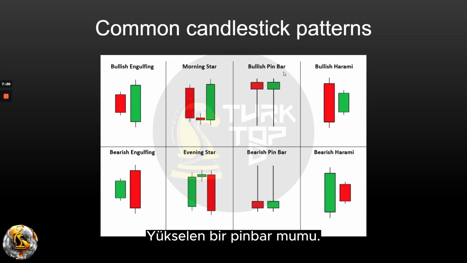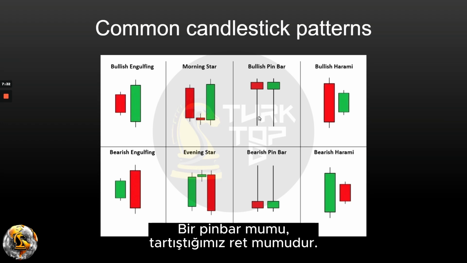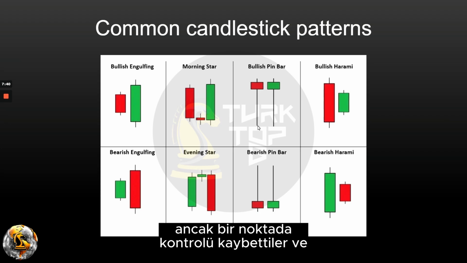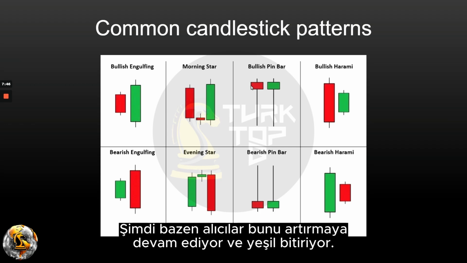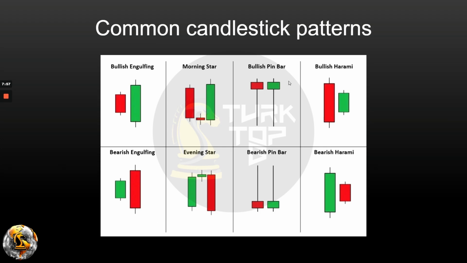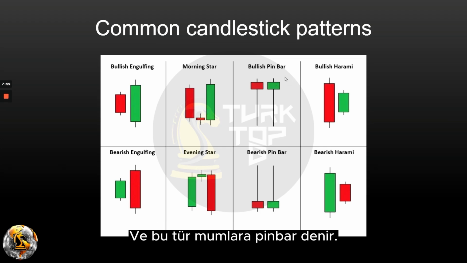A bullish pin bar candle. A pin bar candle is the rejection candle we discussed. In this one, you can see initially the sellers were in full control, but at some point they lost control. The buyers were able to push the price back up quite a bit. Now sometimes the buyers can push it up and finish green. Other times maybe it finishes slightly red. But overall there's a long wick and a small body. And this kind of candle is called pin bar.